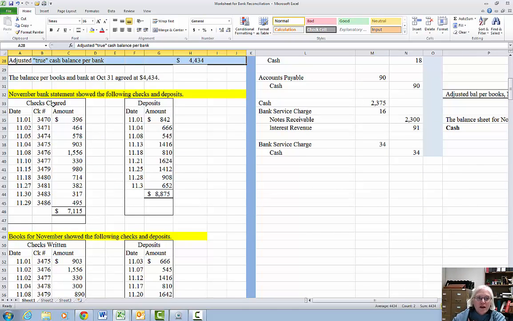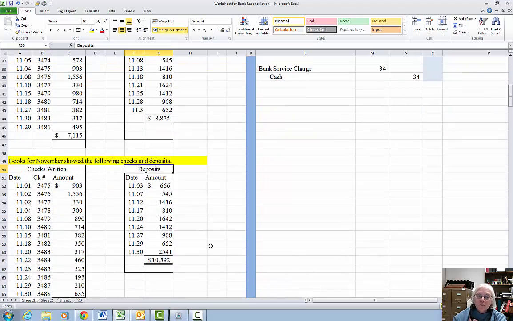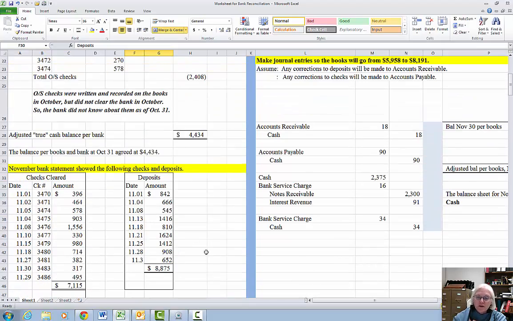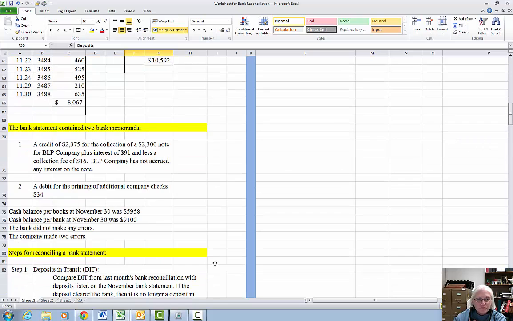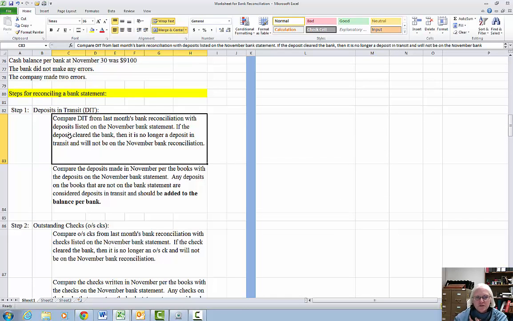So what we have now, we have the November bank statement that shows the checks that cleared and the deposits that cleared. And we have the books for November that show the checks that we wrote and the deposits that we made. So what we need to do is compare the two. So let's look at the deposits in transit first.